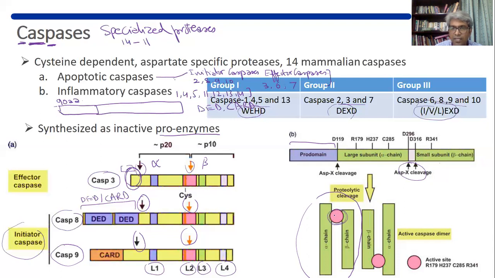So these alpha and beta heterodimerize, and this is your active site that contains the cysteine. And then these heterodimers, from two different caspases, bind together to form an active caspase dimer, which is technically a tetramer. So the active caspase is always a dimer of the two caspases. Each monomer of the dimer contains the alpha and the beta chain.